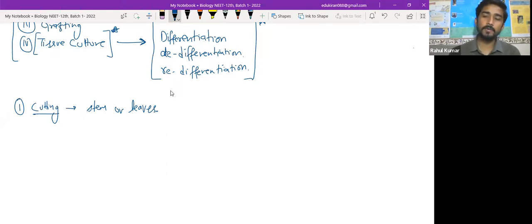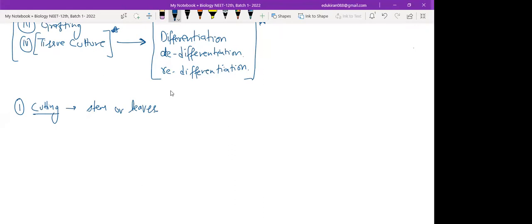Now sometimes we have to induce this process. This process naturally will not happen. That's why this particular type does not come in the natural mode of propagation. So sometimes we have to artificially induce roots in these cut parts. And how can we artificially induce roots in any plant part? Class 11th, remember plant hormones? Plant growth regulators, we used to call them, right?